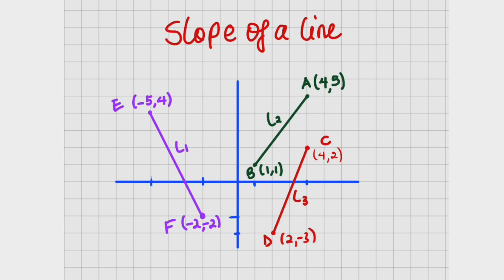In this tutorial, I'm going to show you two different ways to find the slope or gradient of any given line. We have three lines, L1 to L3, and we want to find their corresponding slopes. Okay, let me show you the two different ways.